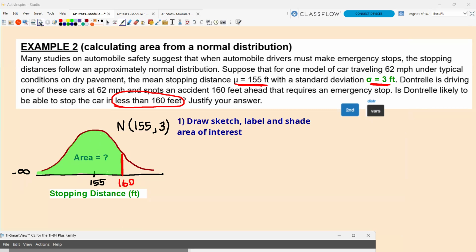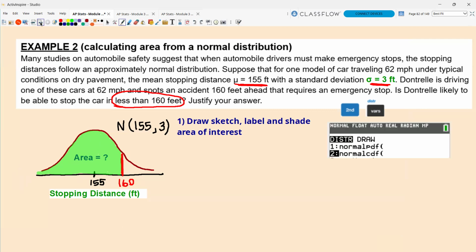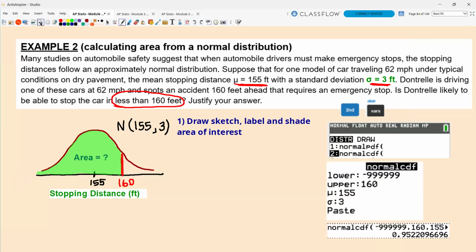So let's put that in context of the problem. You go to your normal CDF and you're going to write this stuff down. When you're showing your work, your inputs are literally going to be normal CDF, lower bound negative infinity, upper bound 160, mean 155, standard deviation of 3. Don't write paste, obviously. Make sure that you use negative infinity for that and not negative 99999.